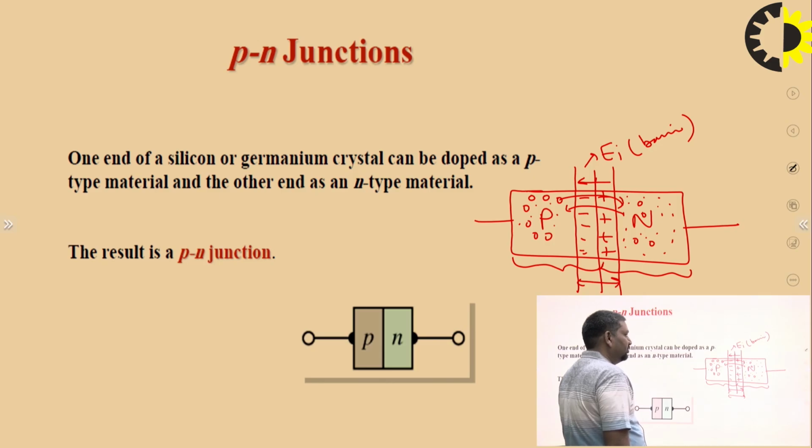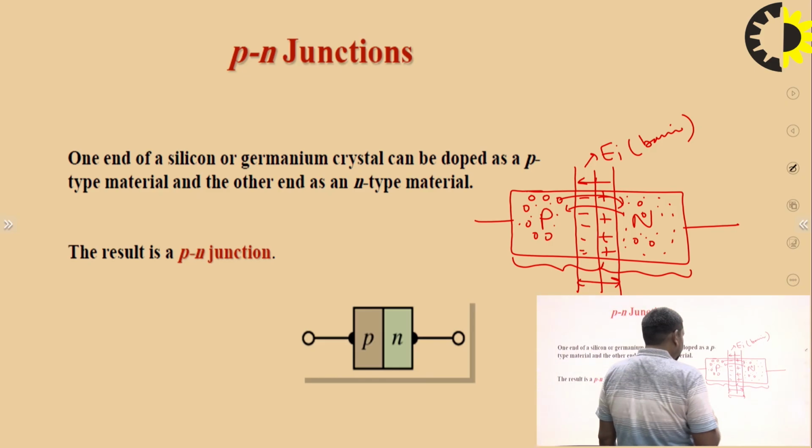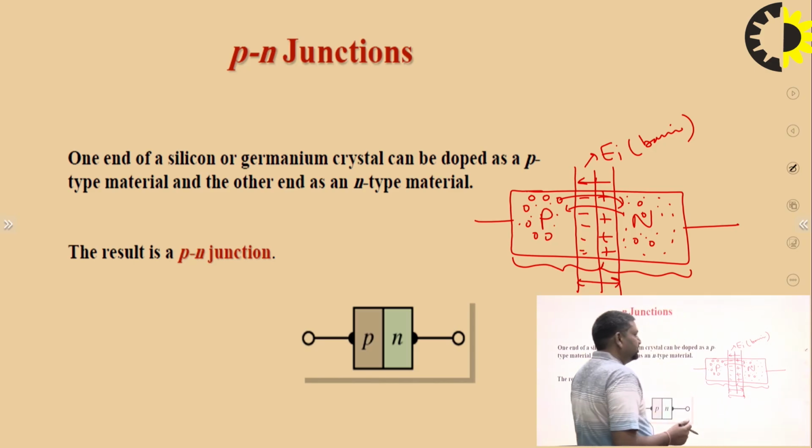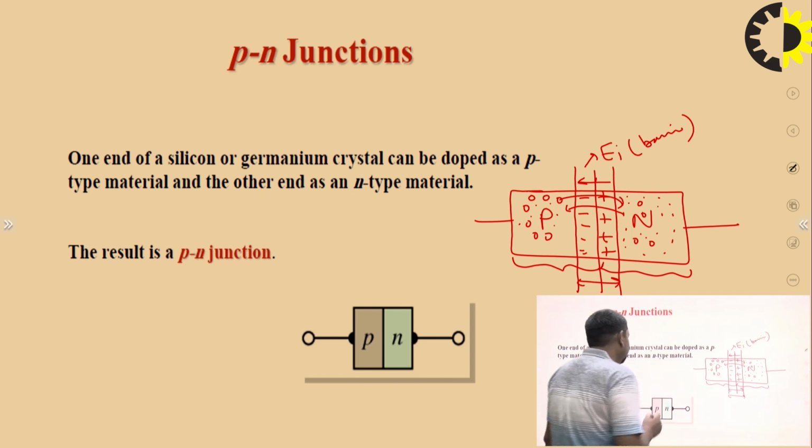So that particular width is called the depletion width. If we increase the reverse bias, the depletion width increases, and if we increase the forward bias, the depletion width is reduced. So what is the meaning of forward bias and reverse bias in the PN junction diode?